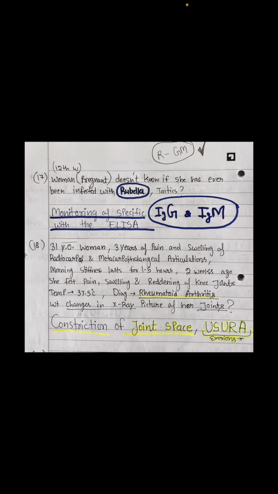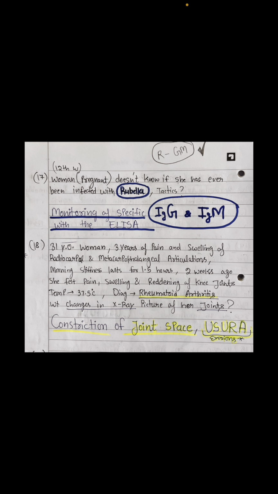If we don't, then we will see congenital rubella syndrome in the baby, which presents with cataract in the eyes, deafness, and many more defects like that. So let's see what the answer is.